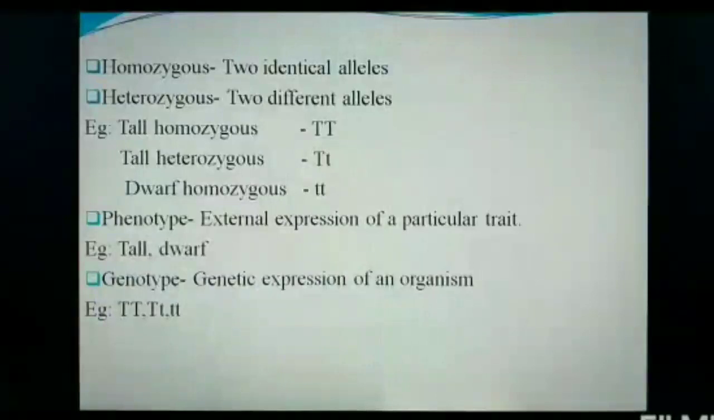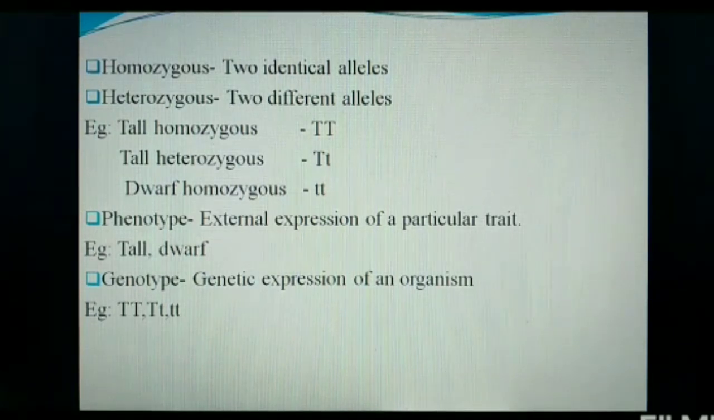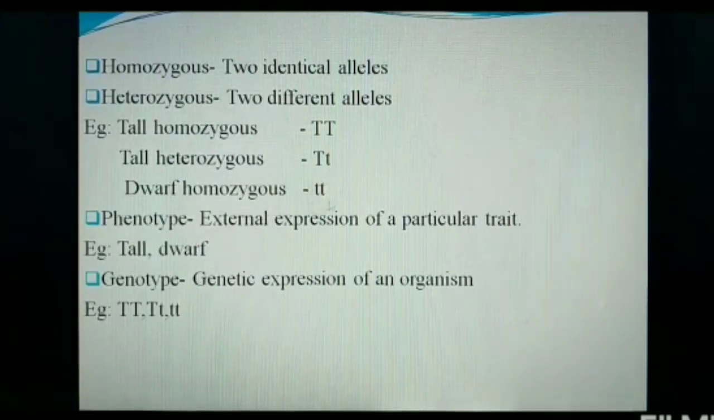If we consider the height of a plant, if the plant is tall, it means the tall allele expressed itself and did not allow the dwarf allele to express. So the tall allele is called the dominant allele, and the dwarf allele, which is not able to express itself, is called the recessive allele. So in a plant, if it is tall, its allele is capital T or capital T small t. If the plant is dwarf, its allele is small t.